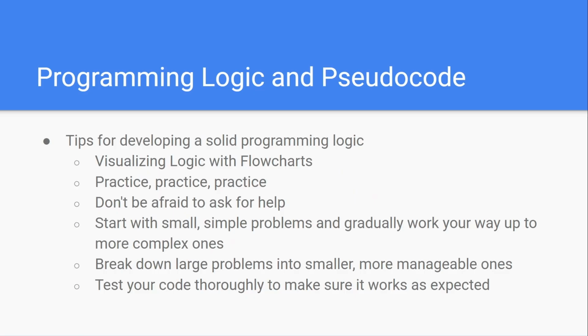Tips for developing a solid programming logic. First, visualize logic with flowcharts. You should practice often and ask for help when you need it. Start with small and simple problems before moving on to more complicated and complex ones. Large problems should be broken down into smaller and much more manageable steps. You should also test your code thoroughly to make sure it works just as it should.